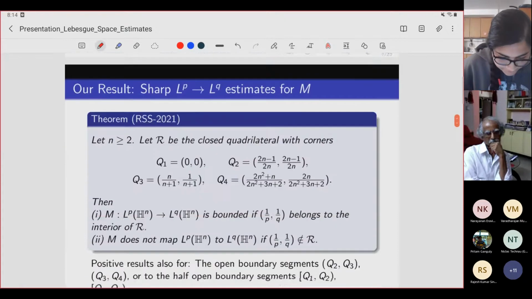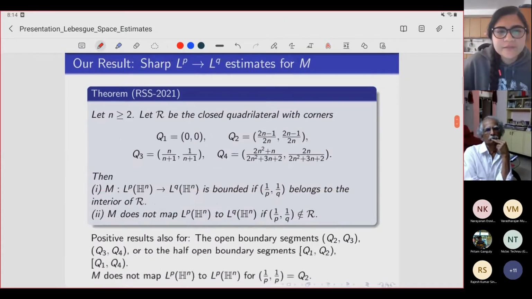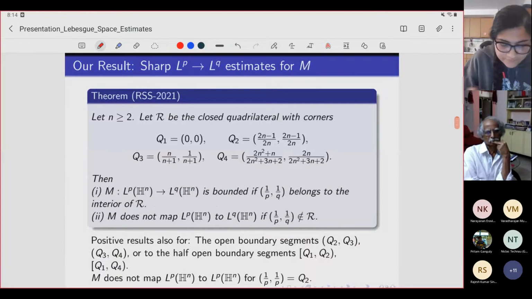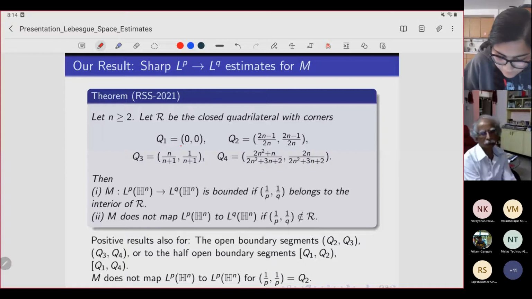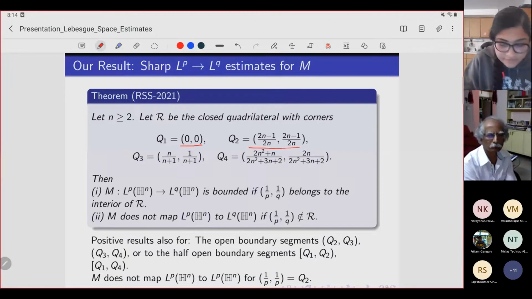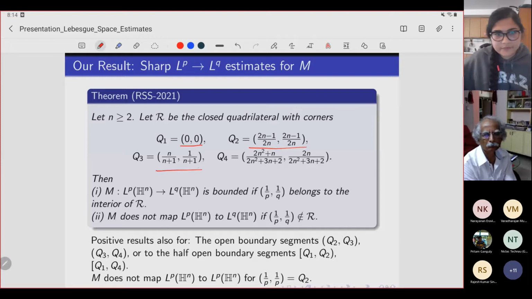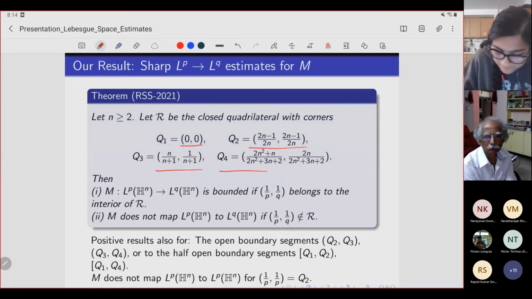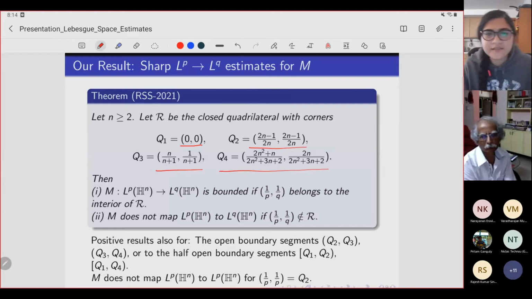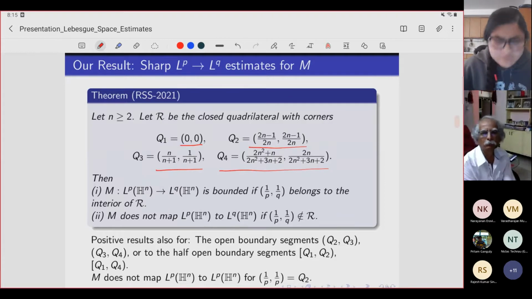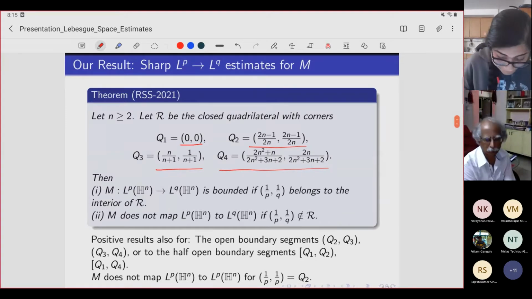And in our result in 2021, we were able to prove it. So this is again Joris Roos, Andreas Seeger, and myself. So let n be greater than or equal to 2. And now for us, the region we come up with is a quadrilateral. So Q1 and Q2 are the same as the previous result, but Q3, the point on the anti-diagonal, goes a bit further. So this is (n/(n+1), 1/(n+1)). And the point Q4 is a bit of a weird point. It's not on the diagonal, it's not on the anti-diagonal, it's on this other line which passes through the origin. And we'll look more into it as we go further in the talk.